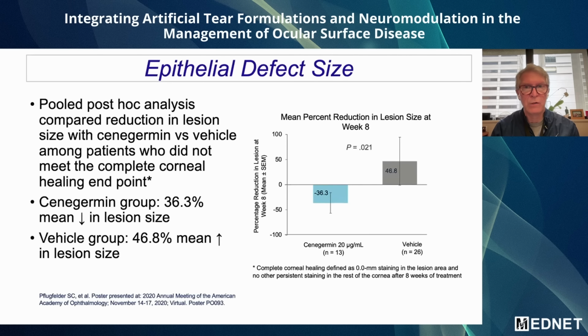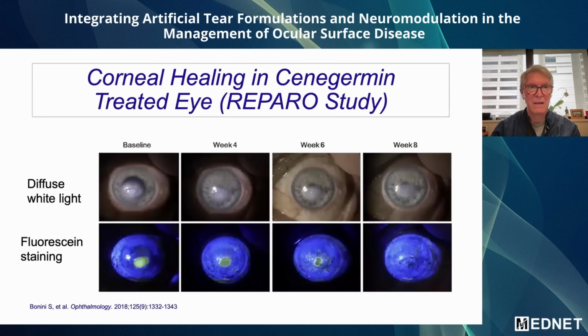If you look at the epithelial defect size, and these graphs show the mean percent reduction in lesion size at week 8, the cenegermin group had a 36.3% decrease in lesion size, where the vehicle group actually had about a 46.8% mean increase in the lesion size. So even in those that didn't heal, there was a marked reduction in the size of the epithelial defect.